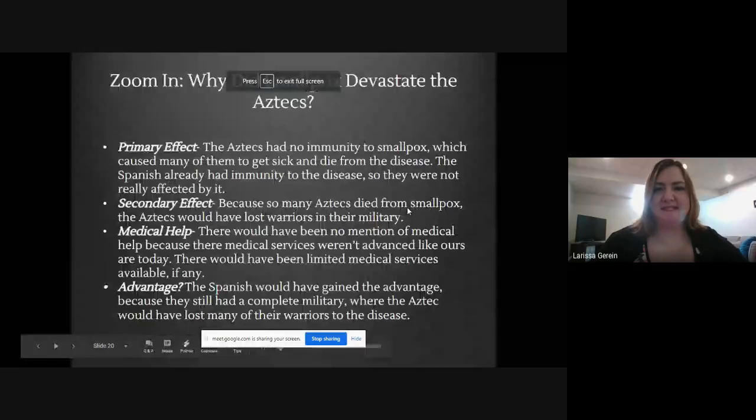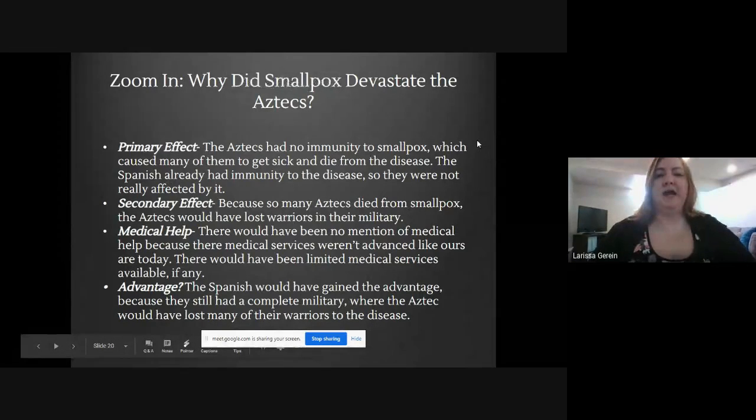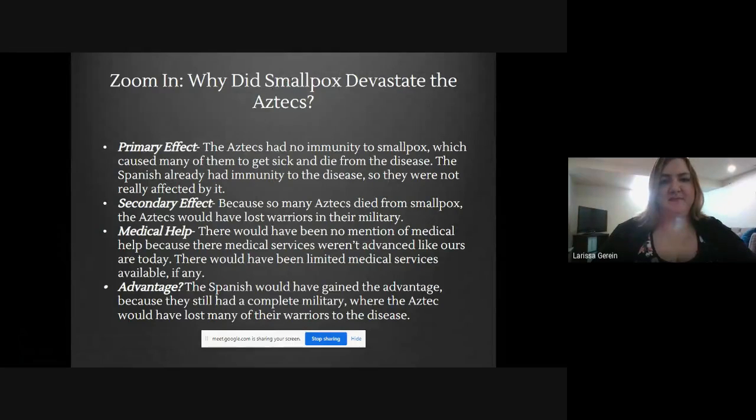So basically, why did the smallpox devastate the Aztecs? Okay, so primary effect of the smallpox epidemic. The Aztecs had no immunity to the smallpox, and it caused many of them to get sick and die from the disease. Okay, the Spanish, they already had immunity to the disease, so they were not really affected by it.